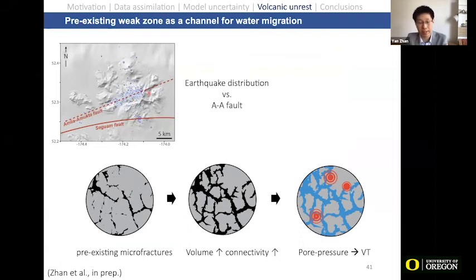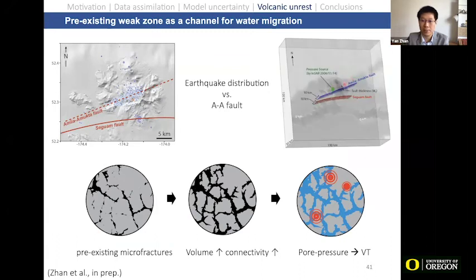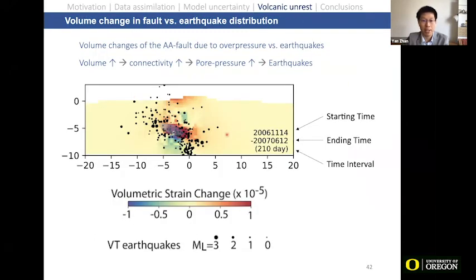So we see the earthquakes are distributed along this fault. So we model this fault and calculate the volumetric change, the volumetric strain of the fault due to the overpressure. We can see the red part, which shows us the volume of the fault is increased. And you can see this red area is consistent with the distribution of the earthquakes. That's a good sign, since we know the volume increase of the fault may trigger earthquake.